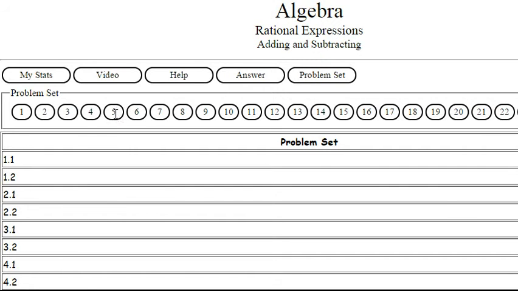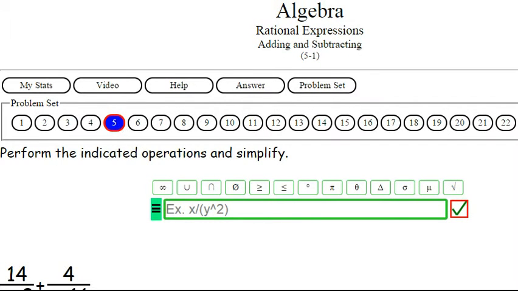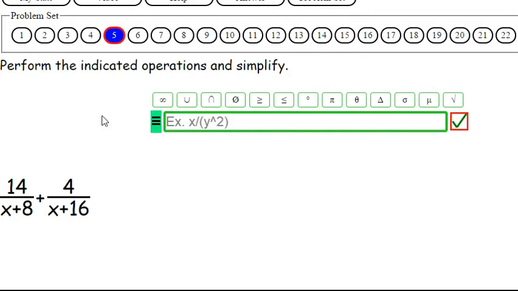5. Alright. Let's see. We got 14 over x plus 8 plus 4 over x plus 16. And we're doing 5.1, it looks like. 14 over x plus 8 plus 4 over x plus 16. Got it. We got it.